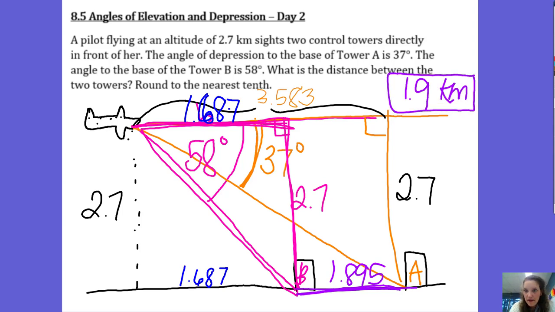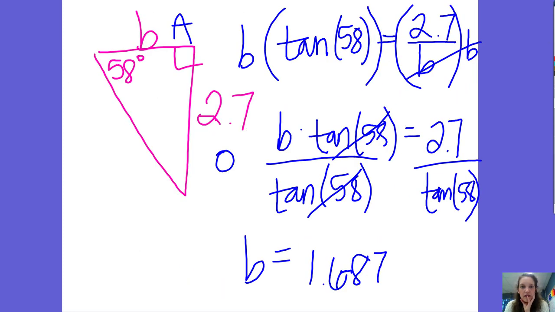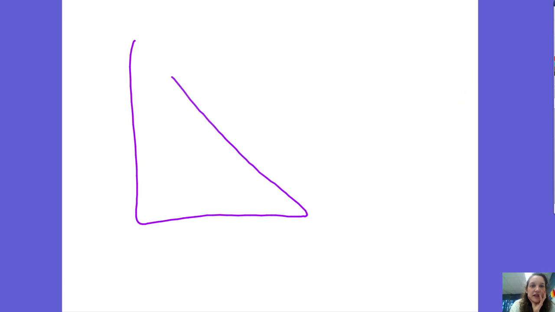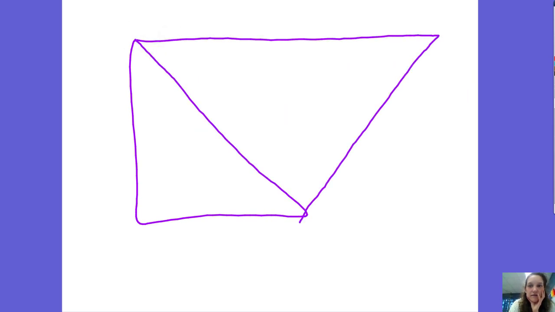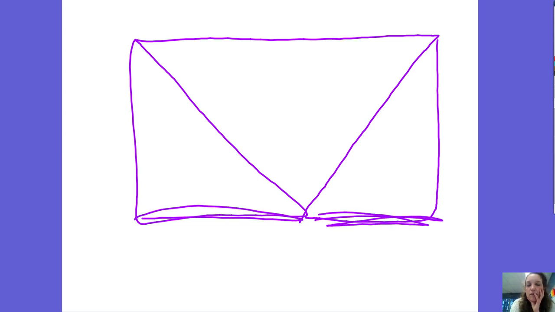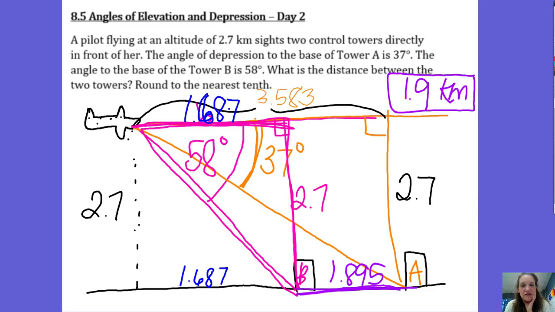So sometimes you're going to have two triangles, two right triangles, and you're going to have to find maybe the distance between them, or sometimes they're going to be maybe something like this, where you're going to add the two bases together. Just multi-step angle of elevation and depression problems.